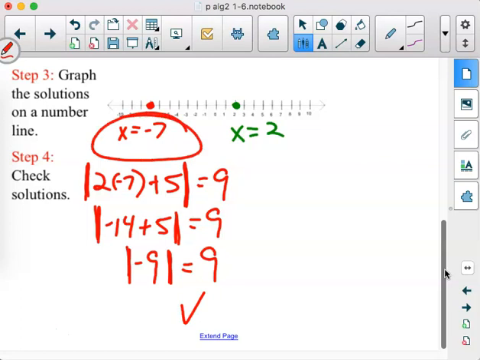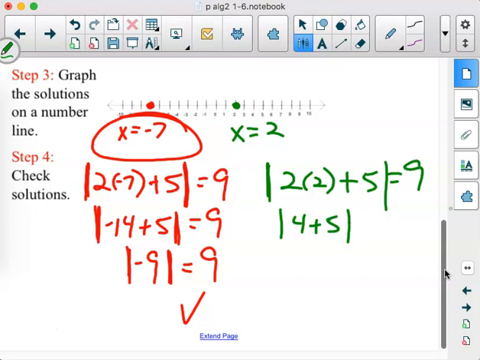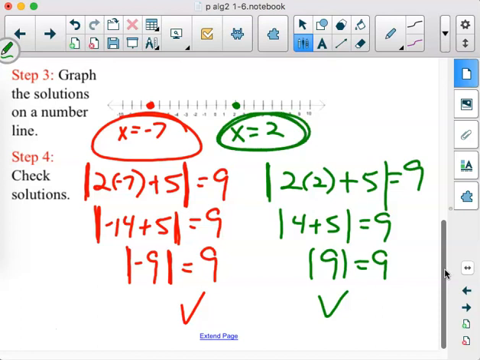Now that doesn't mean I don't have to check the other one, because it's possible the other one might not work. So the absolute value of 2 times 2 plus 5, does that equal 9? Well, 2 times 2 is 4. And the absolute value of 9 is 9. Yeah, that's good. They both work. So sometimes both of them will work. Sometimes only one will work.